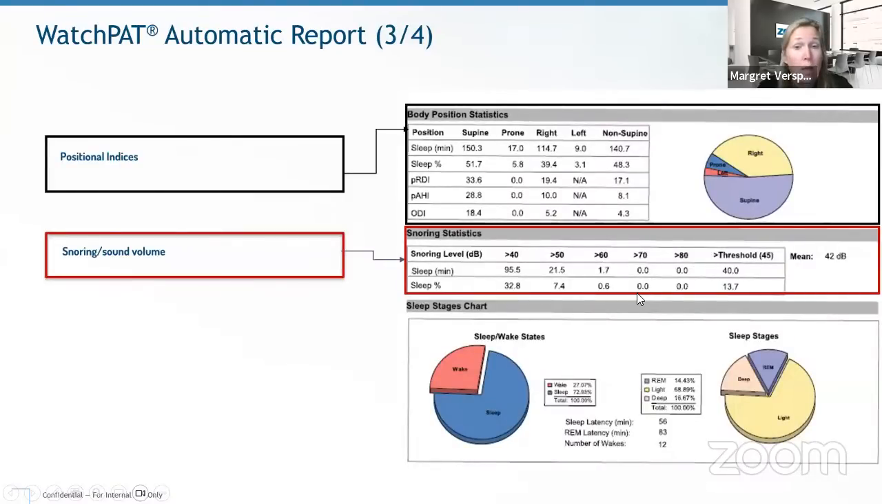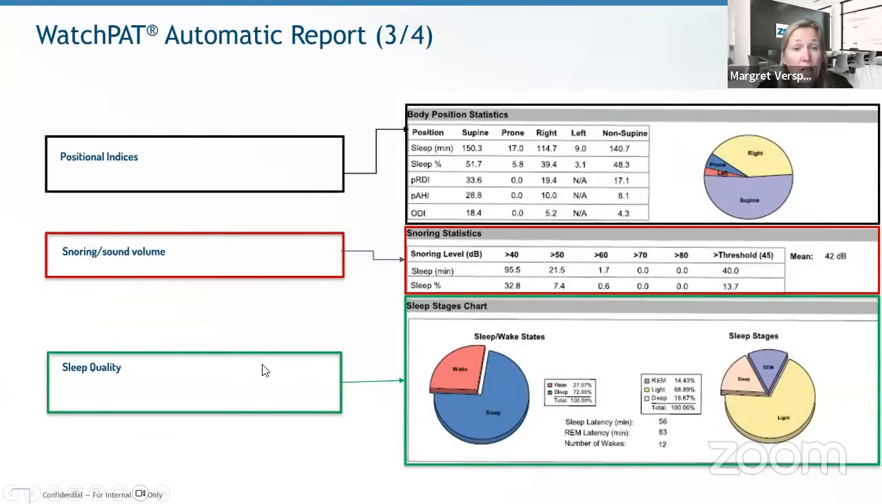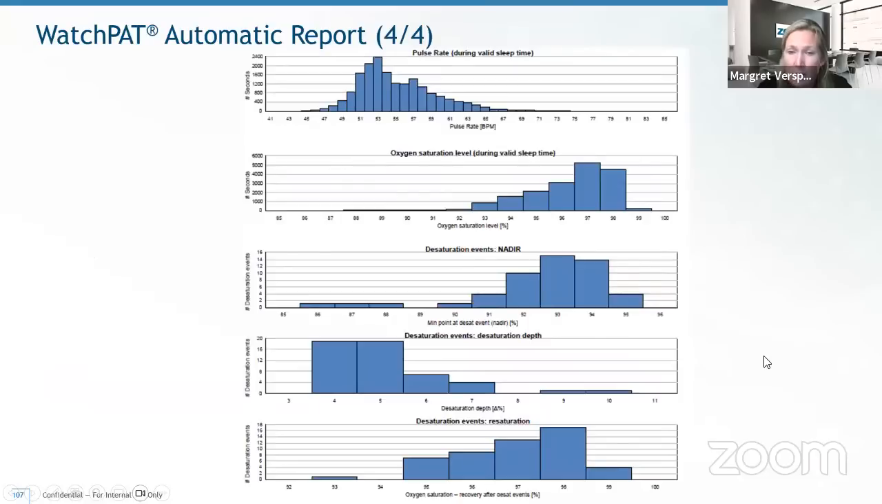Then here we have the sleep quality. This is the total sleep time. This is the sleep efficiency, which is 73%. From this total sleep time, we can see the sleep staging. We have almost 70% light sleep, and 17% deep sleep and 15% REM sleep, something like that.